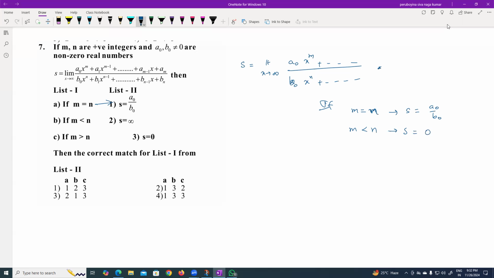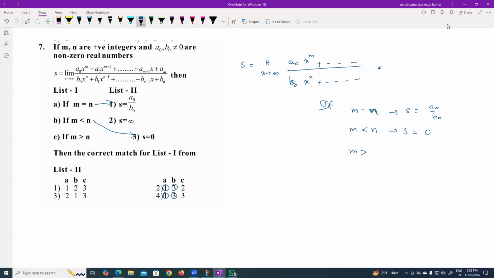So the second option is mapped with 0. Third, A1 and B3, where is it? A1, B3, where is it? So maybe the second option and the fourth option suit here.